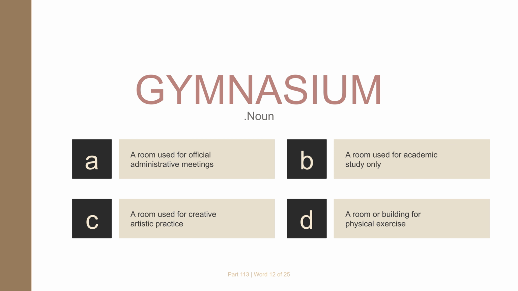Option A. A room used for official administrative meetings. Option B. A room used for academic study only. Option C. A room used for creative artistic practice. Option D. A room or building for physical exercise.